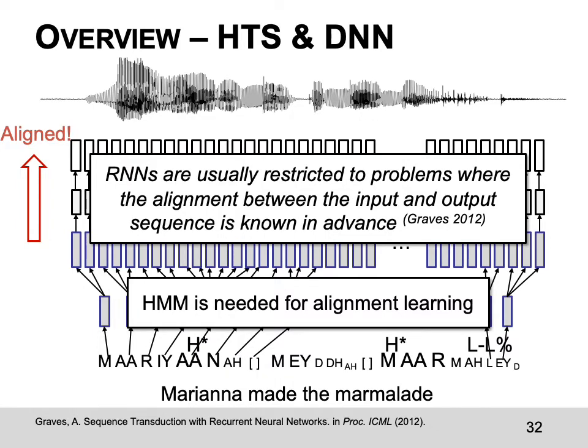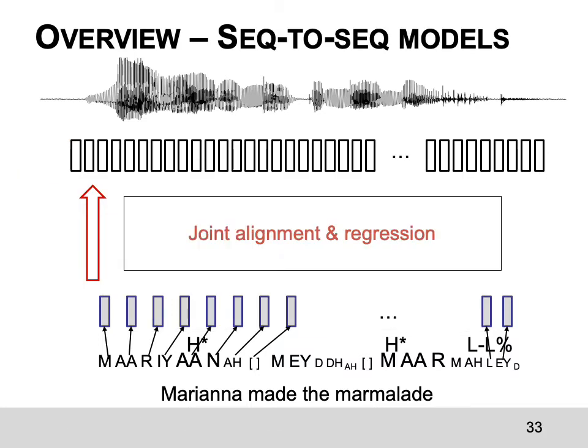Indeed, as the paper by Alex Graves says, RNNs are usually restricted to the problems where the input and output sequences are well aligned. As long as we are using the common feed-forward or recurrent neural networks, we still need additional tools, including the HMM, to learn and generate alignment for the TTS task. We may wonder whether we can use a single model to jointly learn the alignment and do the regression. And this is where the sequence-to-sequence model comes to the stage.